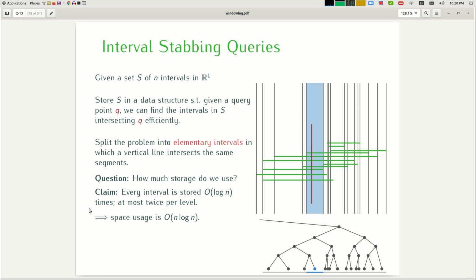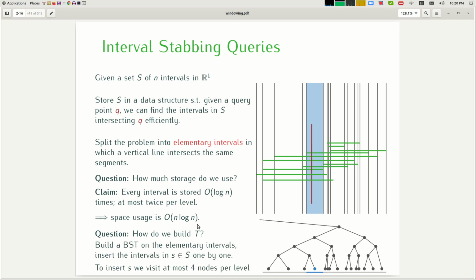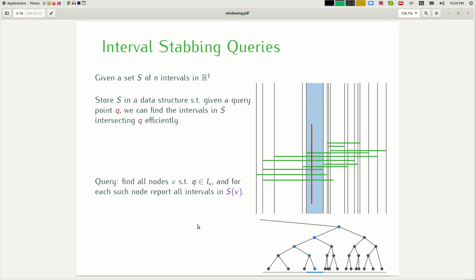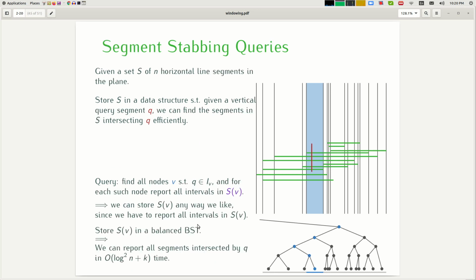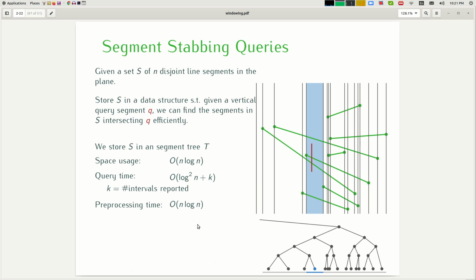And that's the major difference between an interval tree and a segment tree. An interval tree has linear space, whereas a segment tree has n log n space. The main property that we buy with the segment tree is that the intervals that we store at every node are much nicer to deal with in terms of query time. And building it is also not very difficult. So putting everything together, we can see that the segment tree gives us this structure.